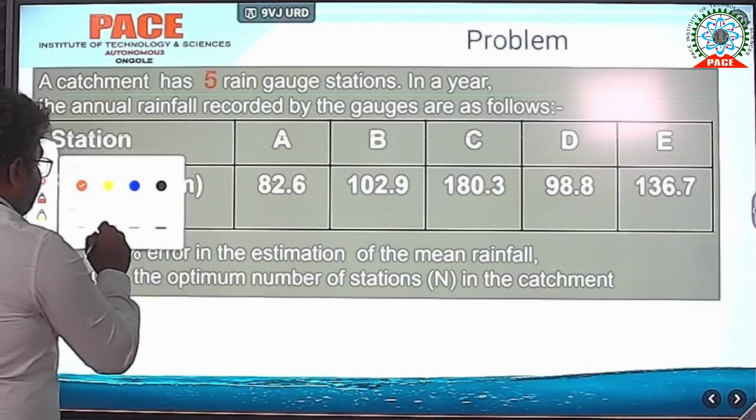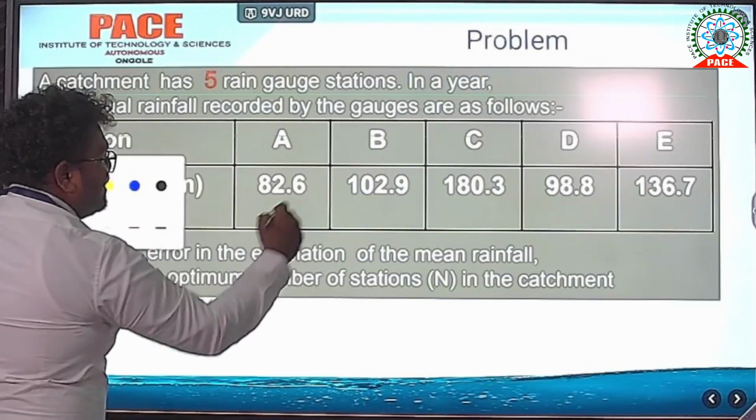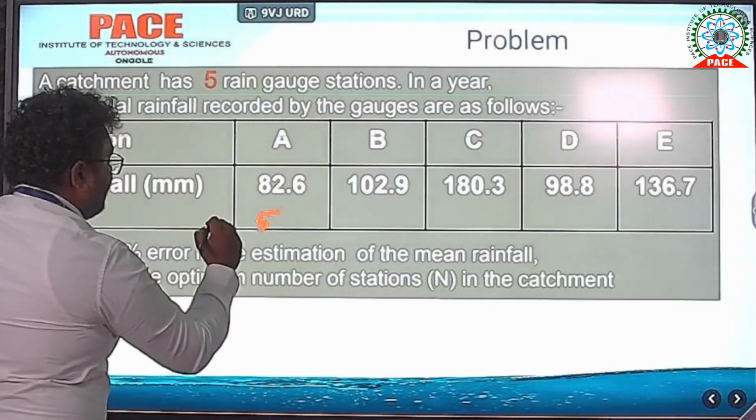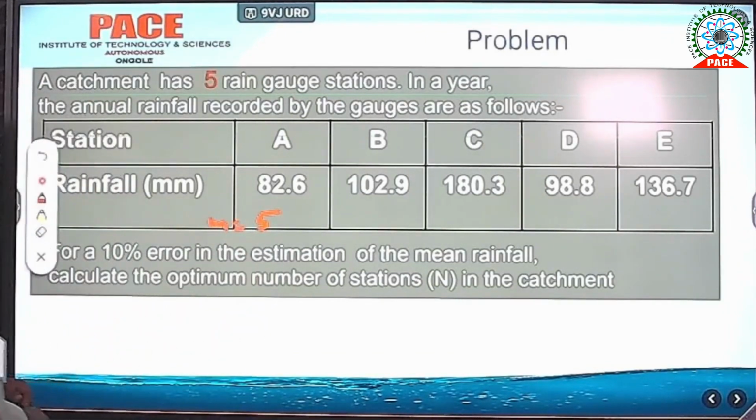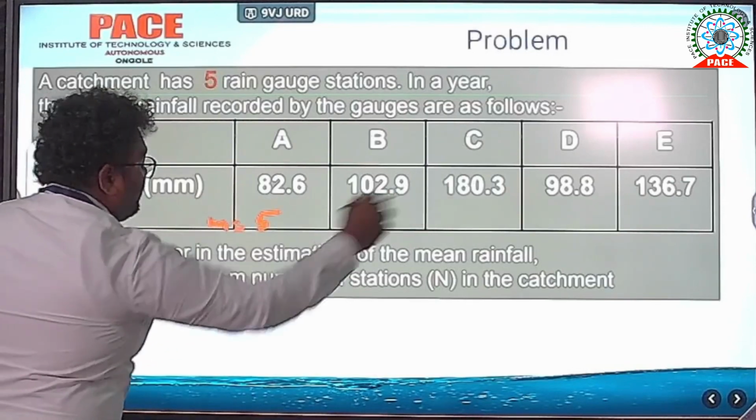Now see here. How many stations are there? 5. M equal to 5. Next, we have these depths of rainfall here.